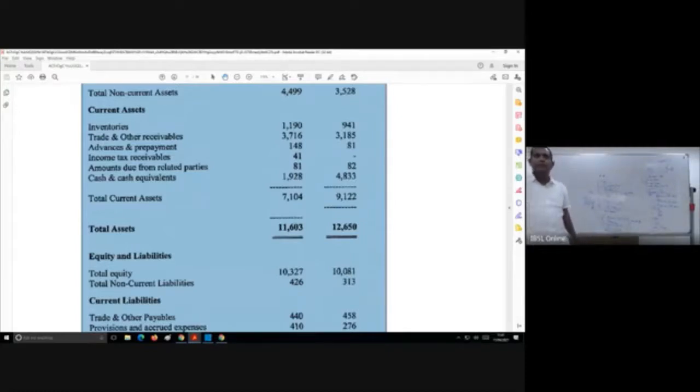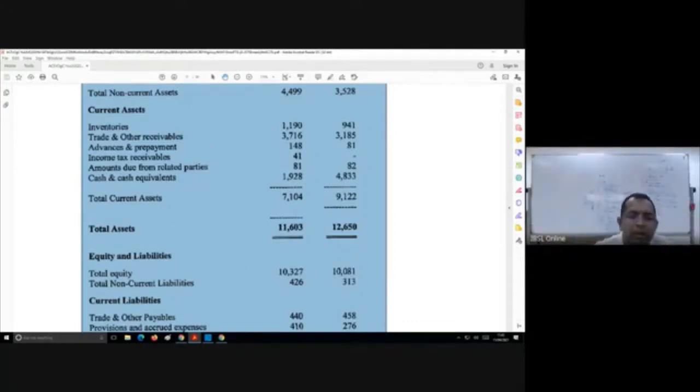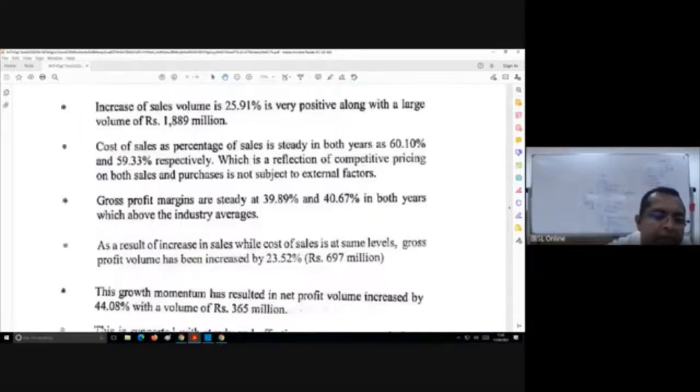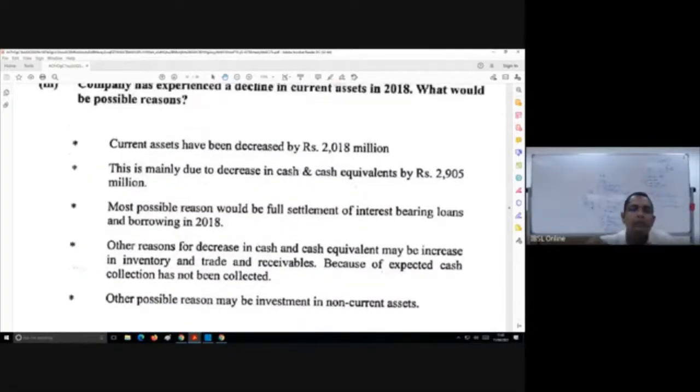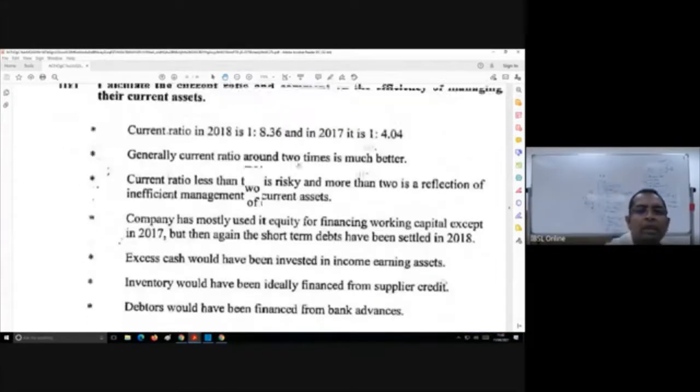Creditors should fund the inventory. Debtors should be funded by working capital loans, short-term funding. Let's see the answer. Current assets have been decreased by 2. We discussed that. The current ratio is this.